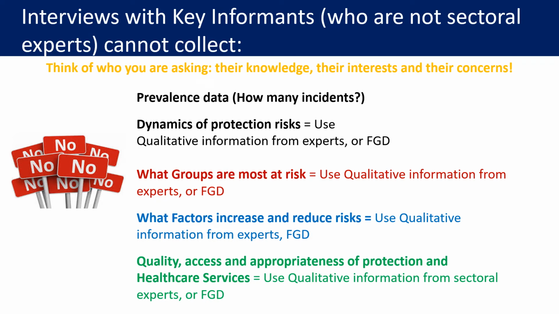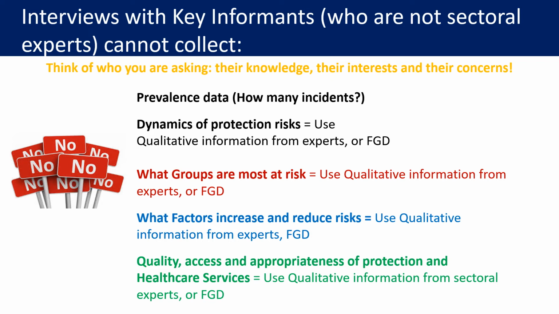Let us start with what key informant interviews cannot collect. Here are some examples. Prevalence data on protection incidents, violence. How many incidents? How many children are married? How many persons with disabilities are there? That cannot be collected through key informant interviews. We cannot collect the dynamics of protection risks through key informant interviews. We'd rather want to use qualitative information from experts interviews or focus group discussions.